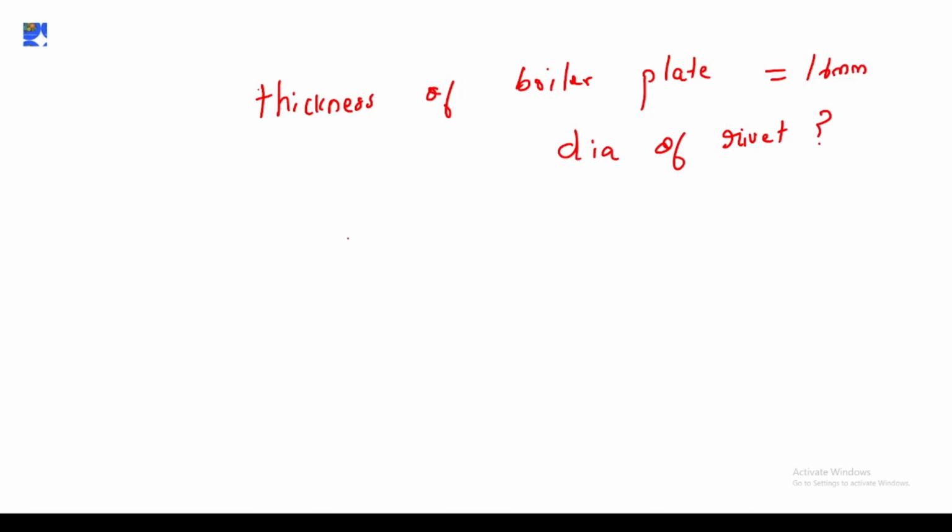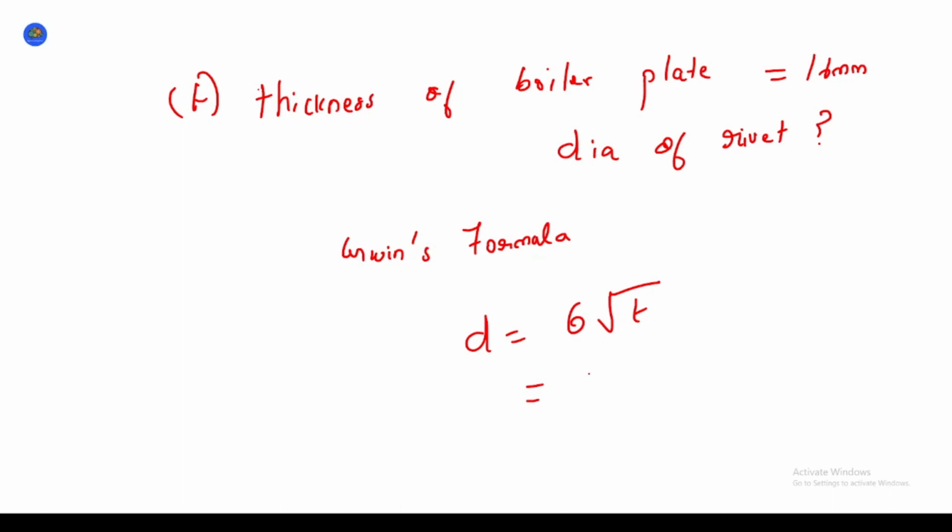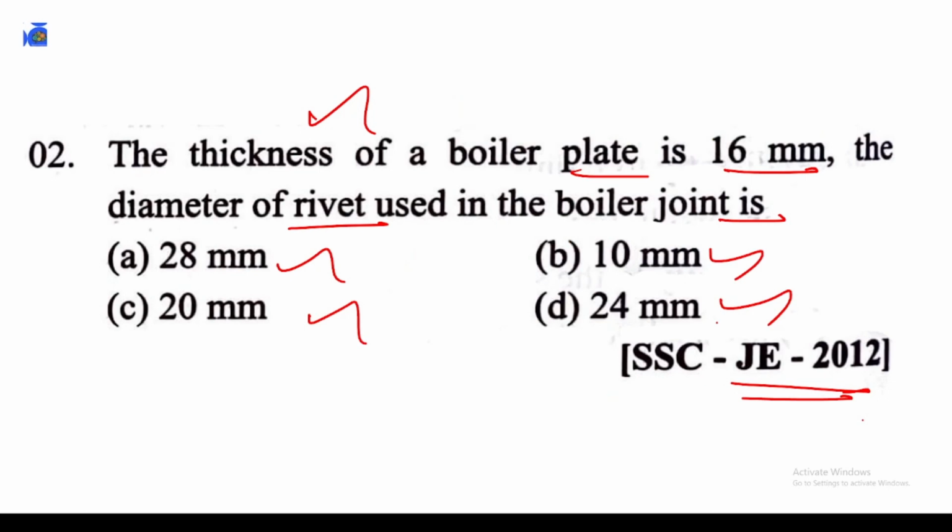So you have Unwin's formula to find out the diameter of the rivet, which is 6 root t, where t represents the thickness of the boiler plate. So it would be 6 root 16. It's a simple numerical thing. 6 into 4, so it should be 24 mm. If we get back to the options, option D would be the correct answer, 24 mm. So let's move on to the next question.